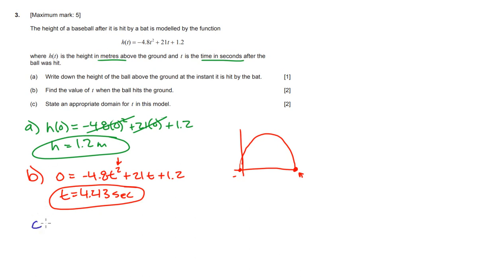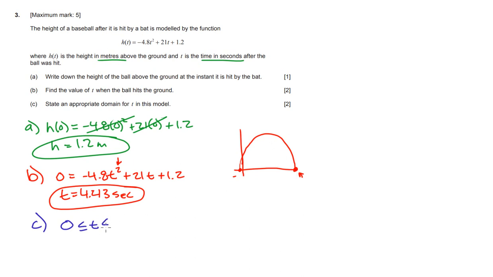And then part C, last part here, state an appropriate domain for t in this model. So it's like, what can t be, right? It doesn't make any sense for t to be negative, because that would be negative time, which wouldn't make sense. So that means we would start with 0, and then we'd want to go less than or equal to t, and then t is going to go all the way up to 4.43 seconds. After that, it's now gone into the ground, which also doesn't make sense.